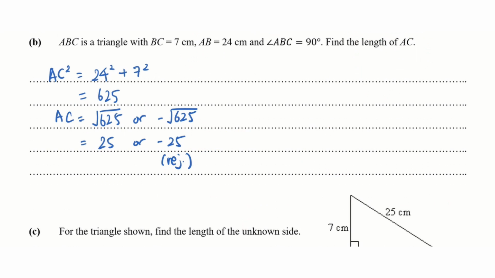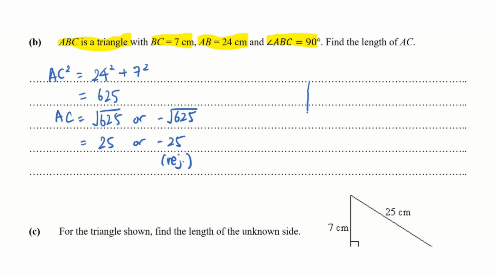Now let us take a look at part B. Part B did not give you a diagram. It is not all the time that a diagram will be given to you, so you must also learn to draw your own diagram and piece out the given information. So it says that there is a triangle ABC. The length BC is 7 cm, AB is 24 cm, and angle ABC is 90 degrees. So therefore, we are looking at a right angle triangle.